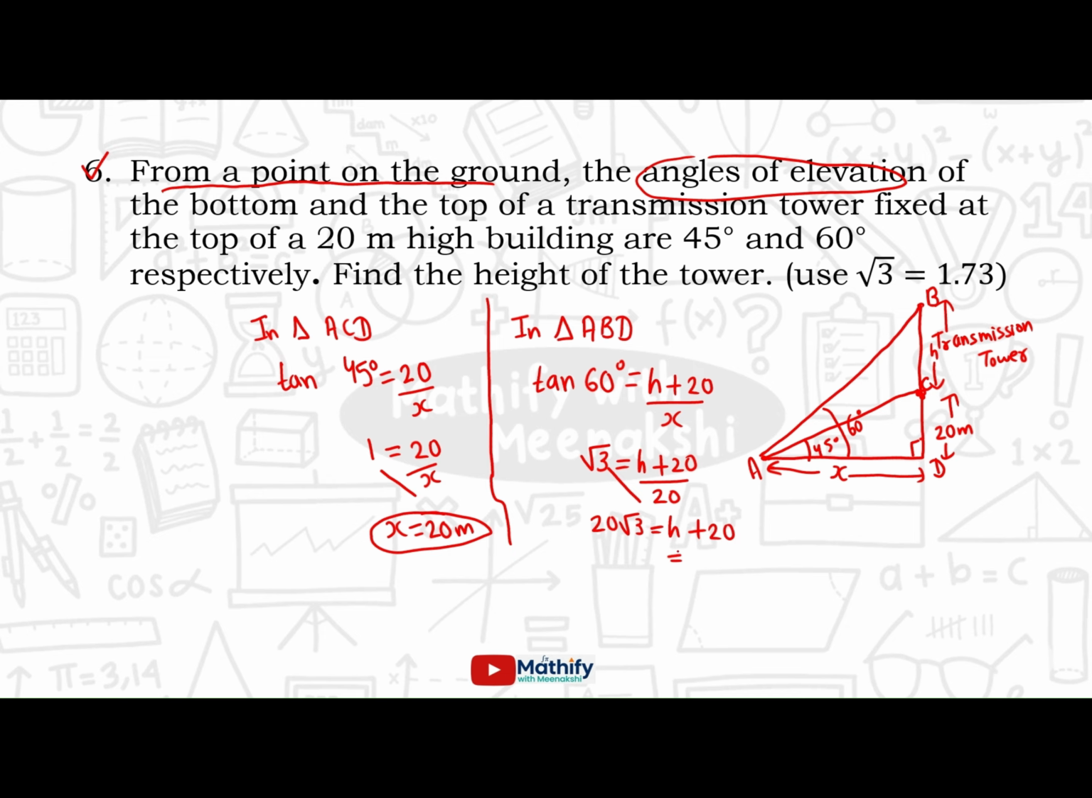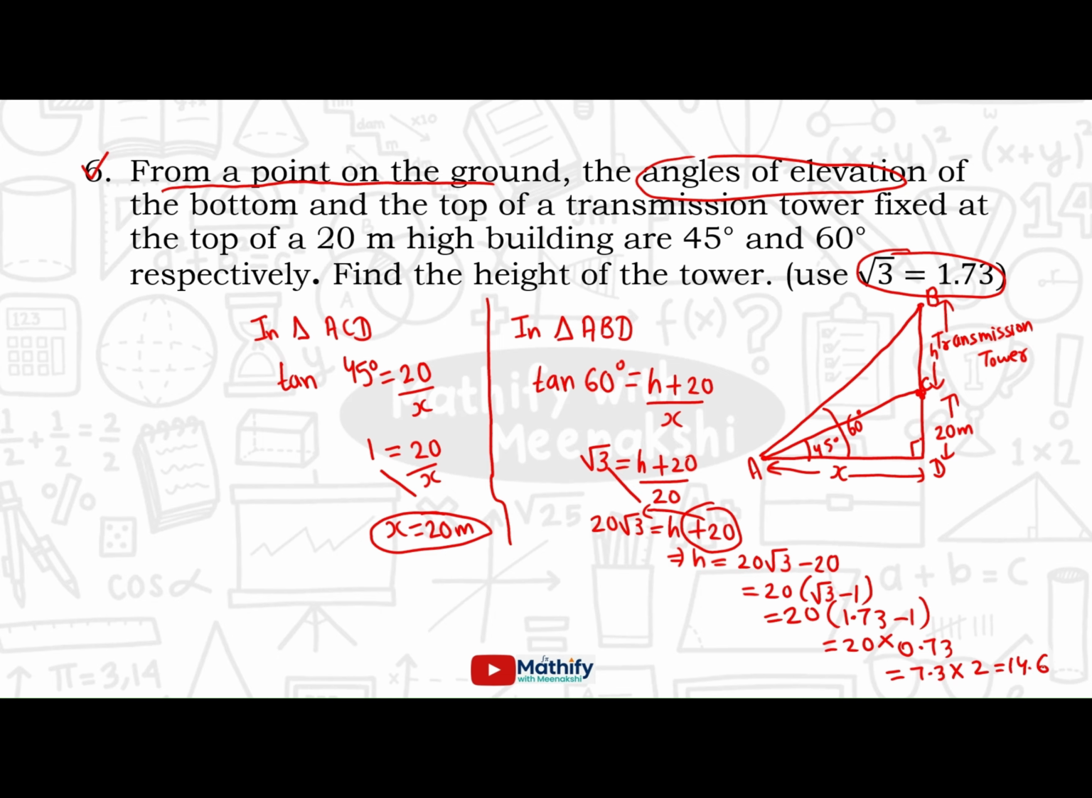As we have to find H, we'll leave H alone. You will transpose 20 to that side. It becomes 20 root 3 minus 20. And we can take common 20. So we are left with 20 times root 3 minus 1. As in the question, it's given that root 3 is 1.73. So you have to put the value of root 3 here. 20 into 1.73 minus 1. And what is 1.73 minus 1? That is 0.73. That means you can write 7.3 into 2. You can say 14.6 meter is your answer.